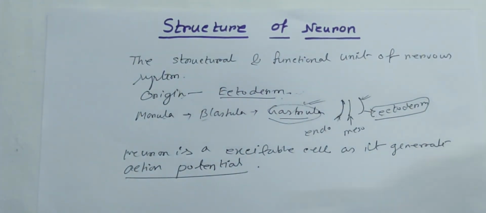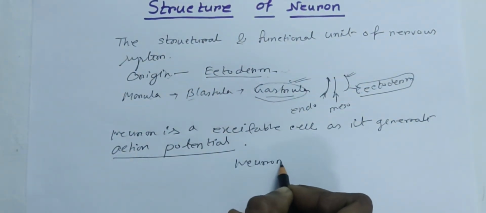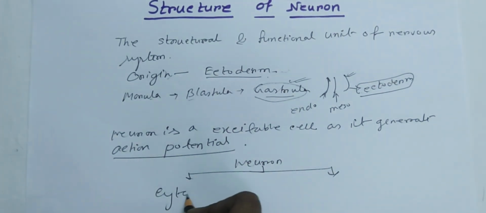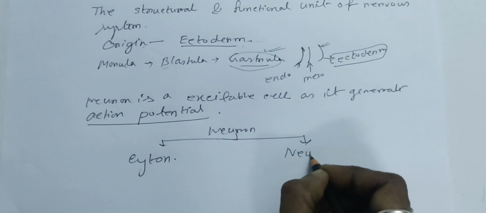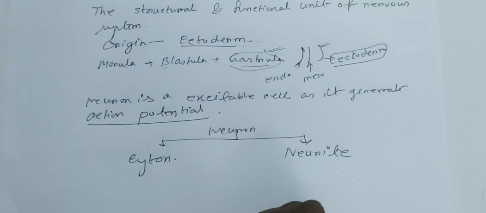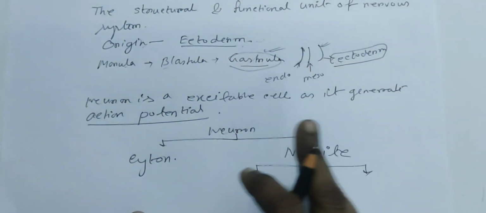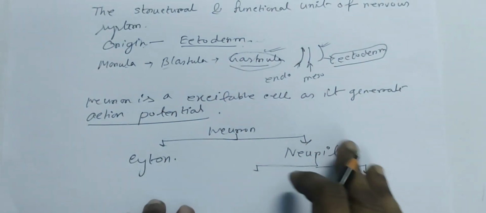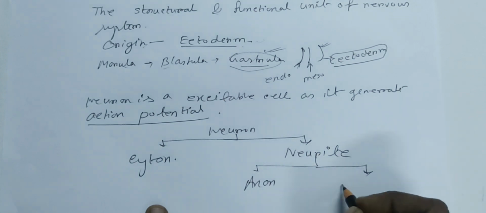Now come to its parts. Neuron has mainly two parts. First is the cyton and another one is neurites. The neuron has the cyton or cell body and the processes. These process structures are the neurites. These are of two types. One is axon, another one is dendrite.